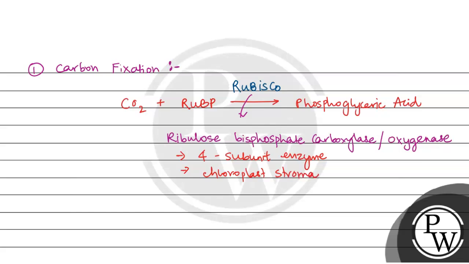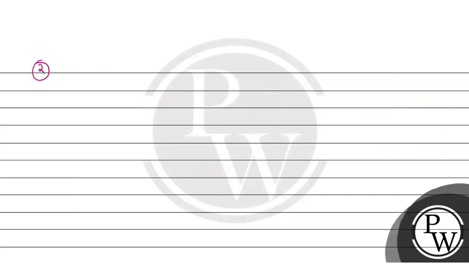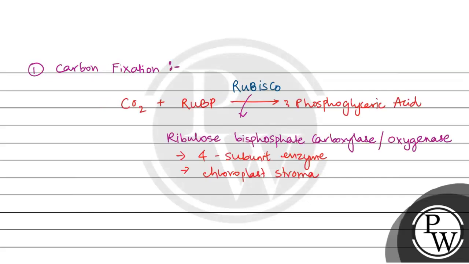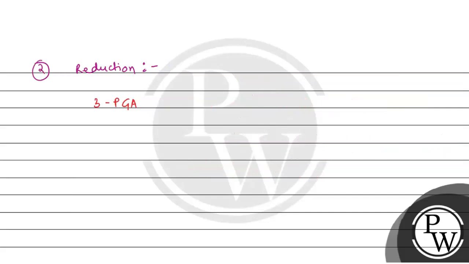Second reaction जो होता है is the reduction reaction. Second step is the reduction. इसमें जो 3-PGA molecules बनते हैं, the 3-phosphoglyceric acid बनते हैं इसमें. ये 3-phosphoglyceric acid, they are converted into simple sugars such as glucose in this reaction.